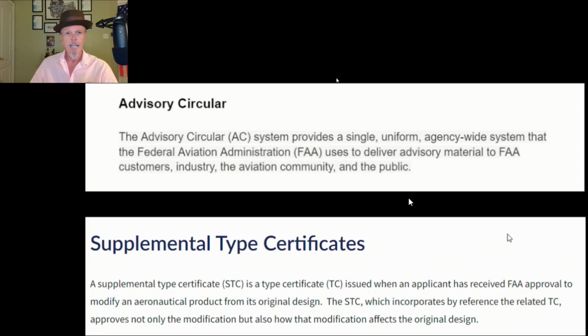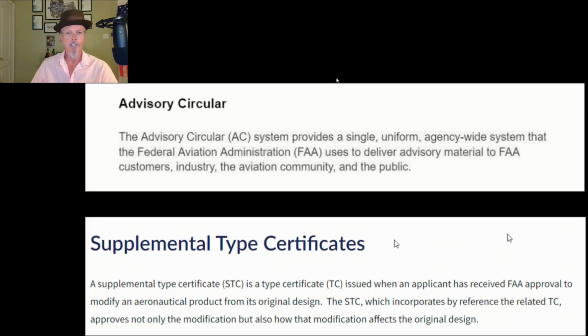Now, a supplemental type certificate is another document that they use, and it's a type certificate that is issued when an applicant, such as an airline or a manufacturer, has received FAA approval to modify an aeronautical product from its original design. The STC, which incorporates by reference the related TC, approves not only the modification, but also how the modification affects the original design.